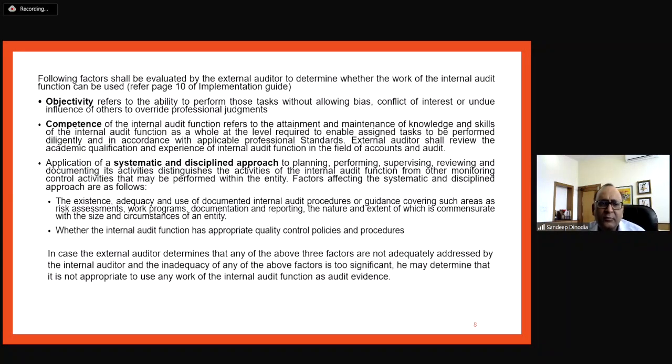The second, of course, is competence of the internal audit function, which refers to the attainment and maintenance of knowledge and skills of the internal audit function as a whole at the level required to enable the assigned task to be performed diligently and in accordance with applicable professional standards. External auditors shall review the academic qualifications and experience of the internal audit function in the field of accounts and audit. So here we have to evaluate the competence of the internal auditor for performing his functions.